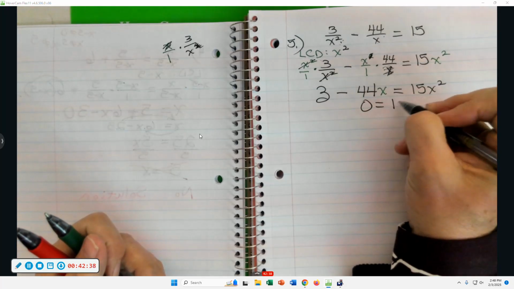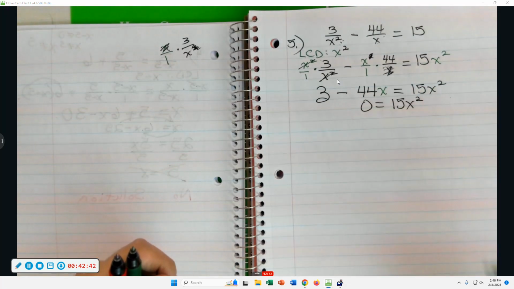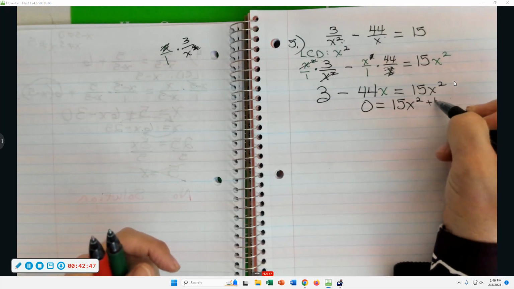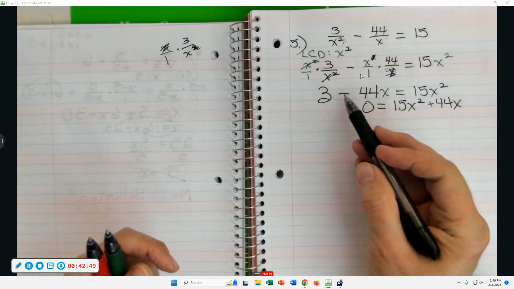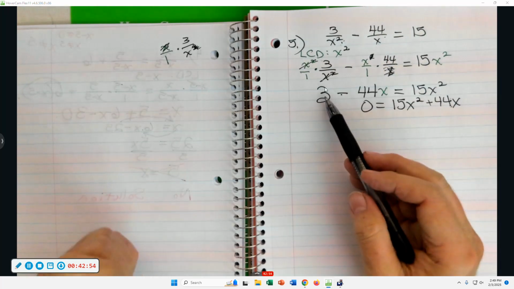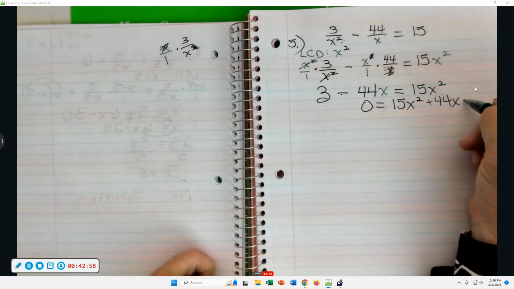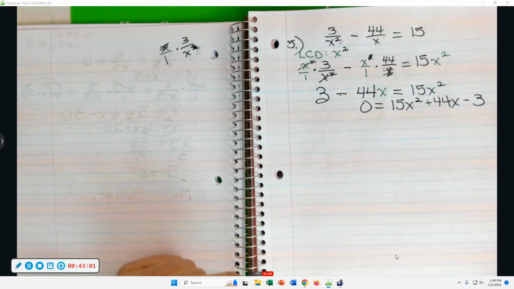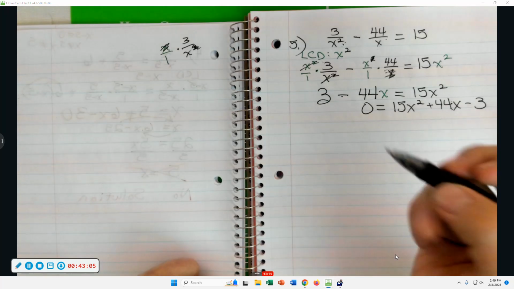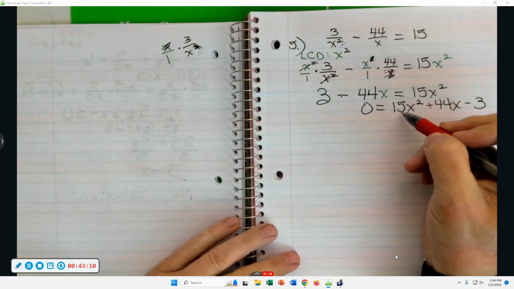We have a 15x squared. Now move the x term over. What's that going to become? Positive. A positive 44x. The negative 44 became a positive 44 when you moved it over. What about this 3? Move it over. What's it going to give us? Negative 3. And it's quadratic. I believe it's factorable.